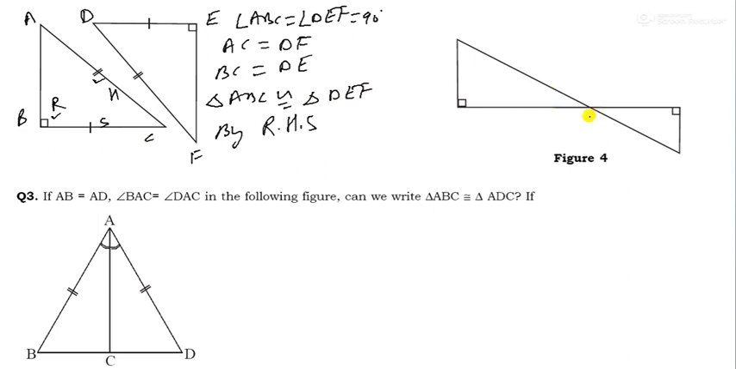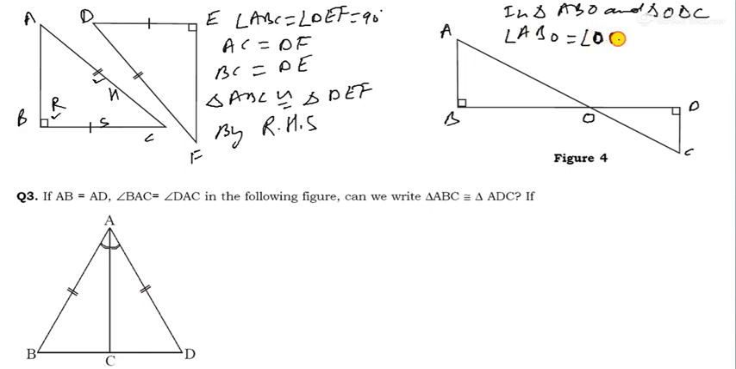Yes, come to this one. It is given as O, A, B, C and D. So you can write in triangle ABO and triangle ODC. What will happen? First of all, you can say angle ABO is equal to angle ODC. They are 90 degrees. Correct? And these angles are opposite, vertically opposite angles.